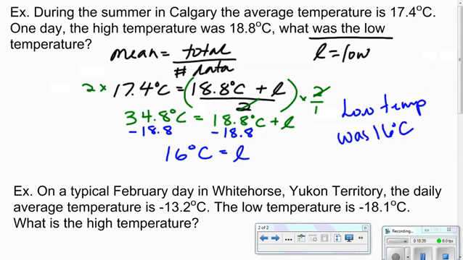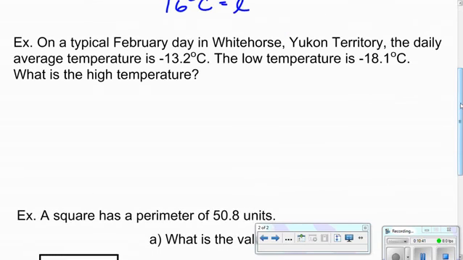If they ask you a question, you should answer it with a sentence or at least some kind of words. I'm going to leave this second one for you to do. Very similar setup. The only difference is this one is asking you for the high temperature. So we're giving you the low, you need to find the high temperature. Same kind of process as the last one. So it should be doable for you.